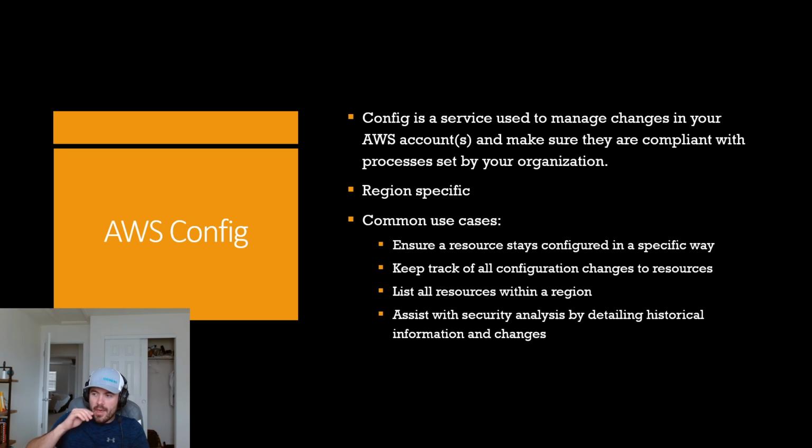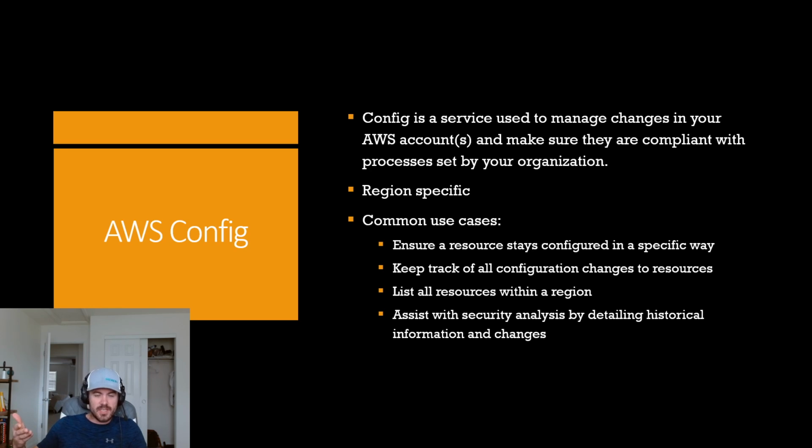All right. AWS Config is a service used to manage changes in your AWS accounts and make sure they are compliant with processes set by your organization. Okay, I've taken this test, the Solutions Architect Associate test, multiple times. Every time I've been asked about AWS Config at least once. Okay, it's region specific, so you're going to need to set your config rules and settings in each region you want them to apply to.